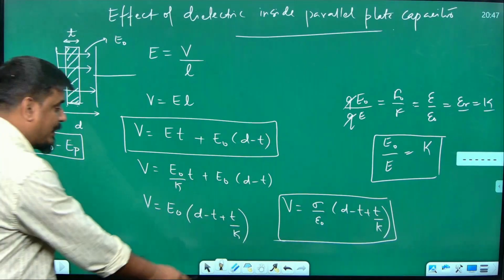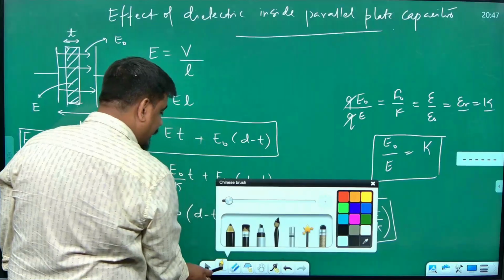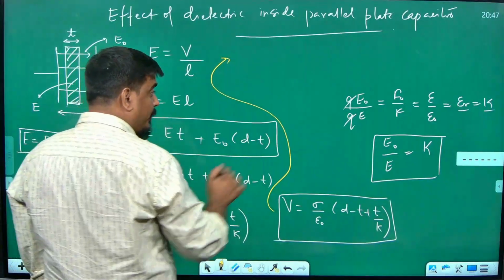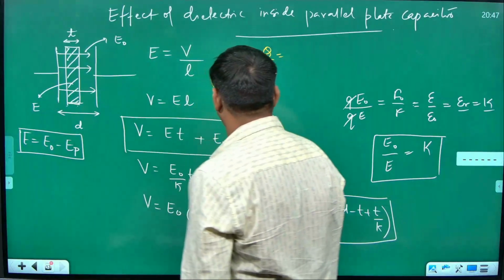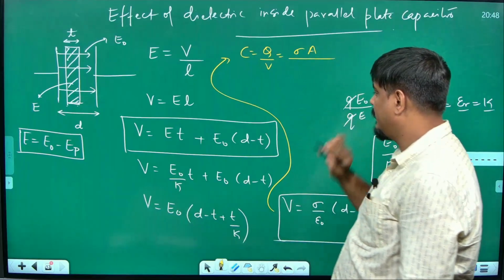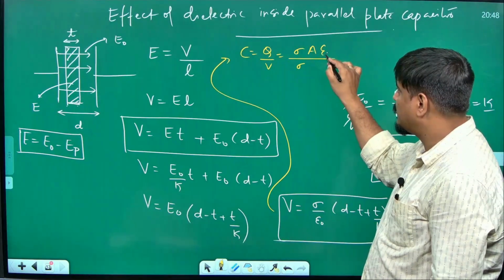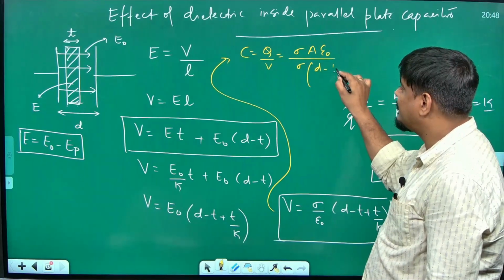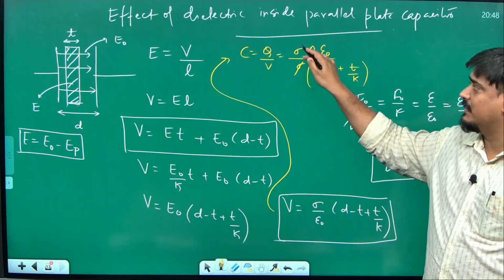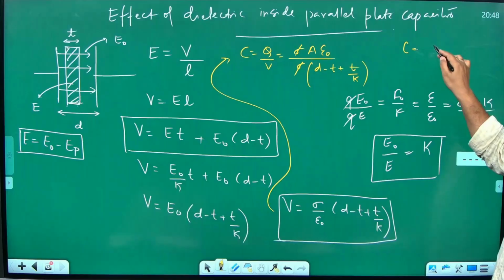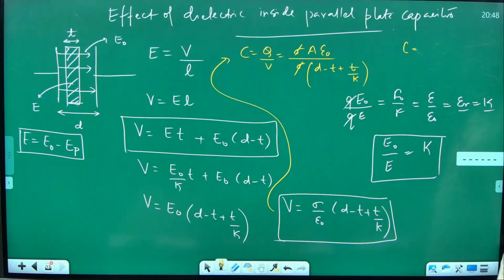Time to find the capacitance. I am writing it here after this, okay? Don't confuse the order of writing. After this I am writing here. So, capacitance is equal to Q by V. So, I can write this as Q is how much? Sigma into A divided by, what is V? Sigma by epsilon naught into D minus T plus T by K. Sigma, sigma gets cancelled. I get capacitance as epsilon naught A divided by D minus T plus T by K.